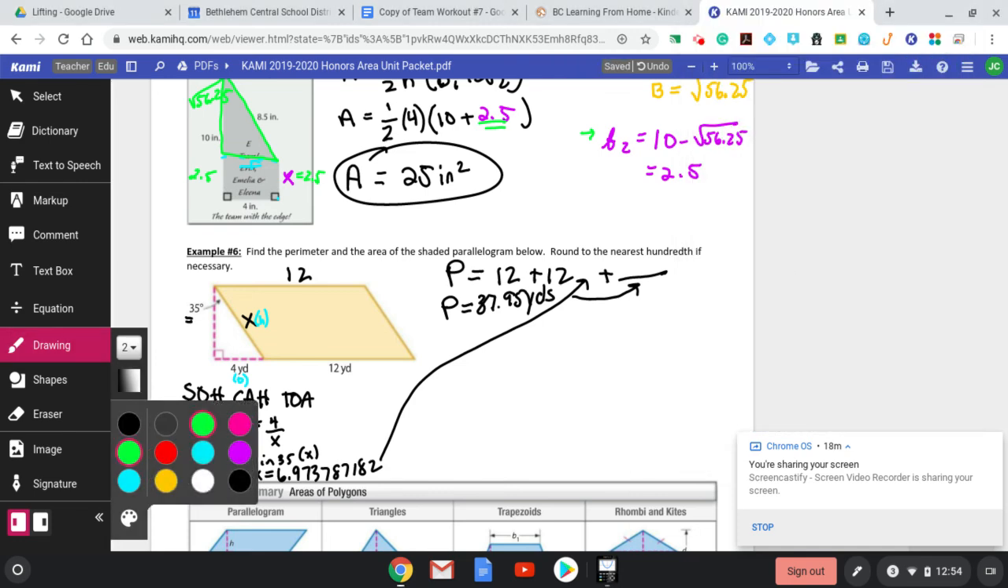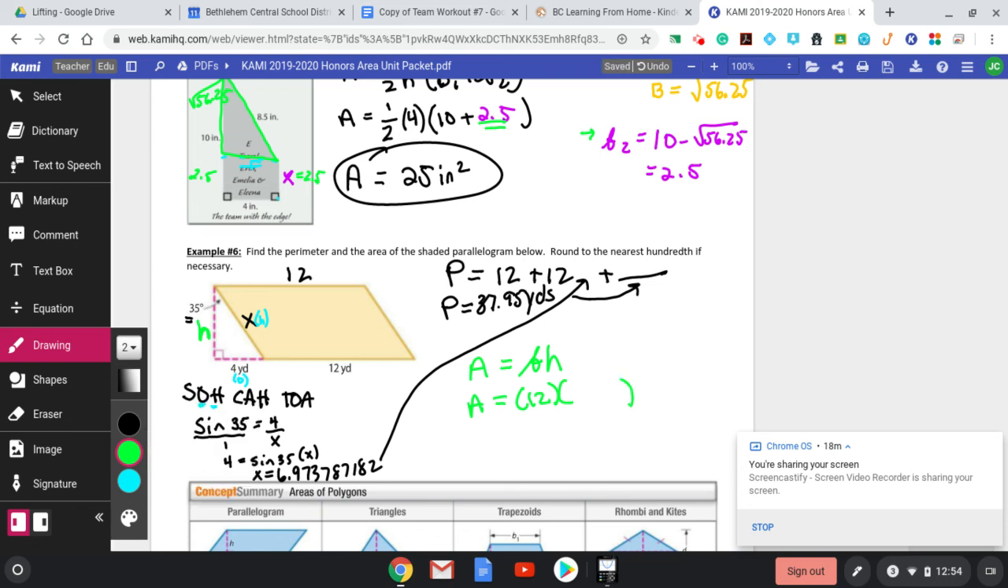What about the area now? Area of a parallelogram from day 1, base times height. All right, so the area, base, and here's the height right here, right? Vertex perpendicular to the opposite side, and it's drawn to a base of 12. I just got to find what the height is. Okay, so we have a couple options. Since we just found x, we could do Pythagorean theorem with the 4.